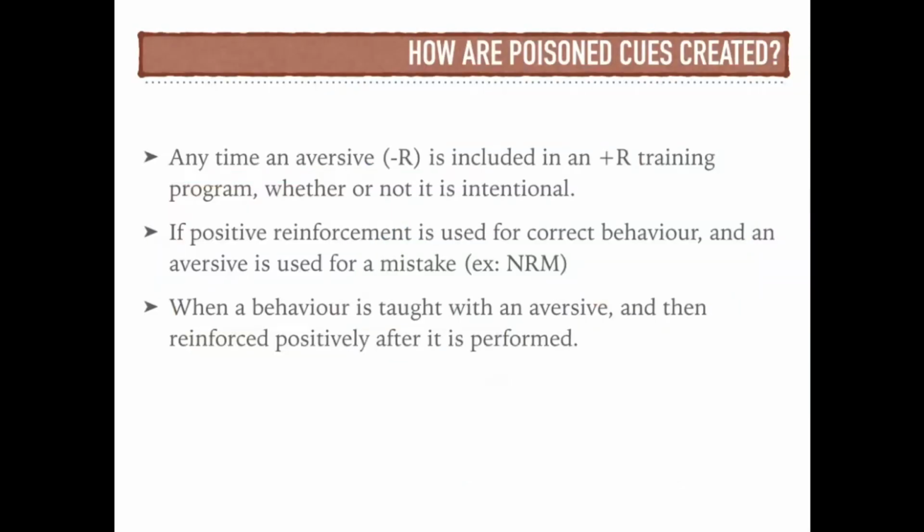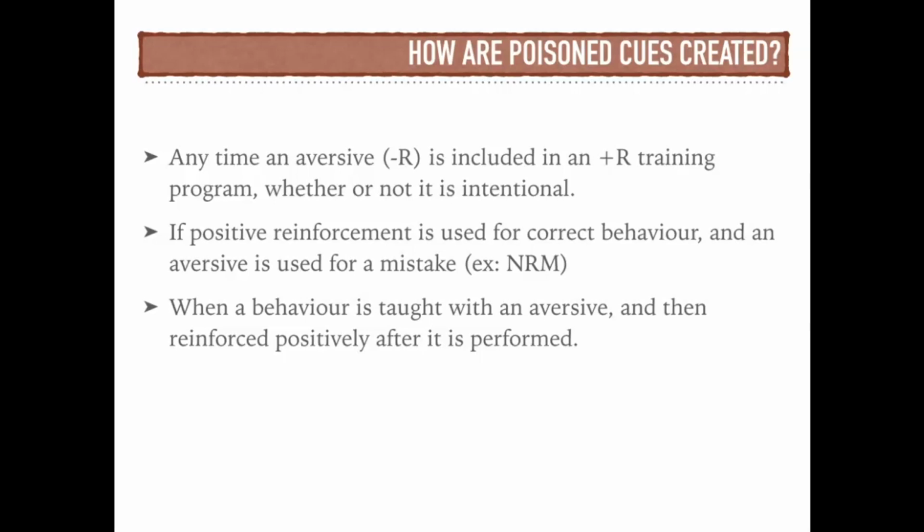Okay, another way that we end up with poison cues is when we intentionally mix positive and negative reinforcement together in our training. This is something that we tend to do a lot as well. For example, we will use positive reinforcement for correct behavior and a no reward marker for mistakes. Agility people, pay attention to this one. Stop using no reward markers. They are not helpful. They create poisoned cues in your dog.